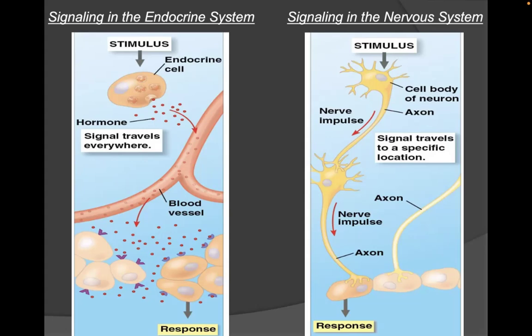In this instance, we have the nerve impulse being transmitted to another nerve cell or another neuron. This will then lead to the transmission of that nerve impulse down another axon and eventually to the target tissue to cause a desired response.